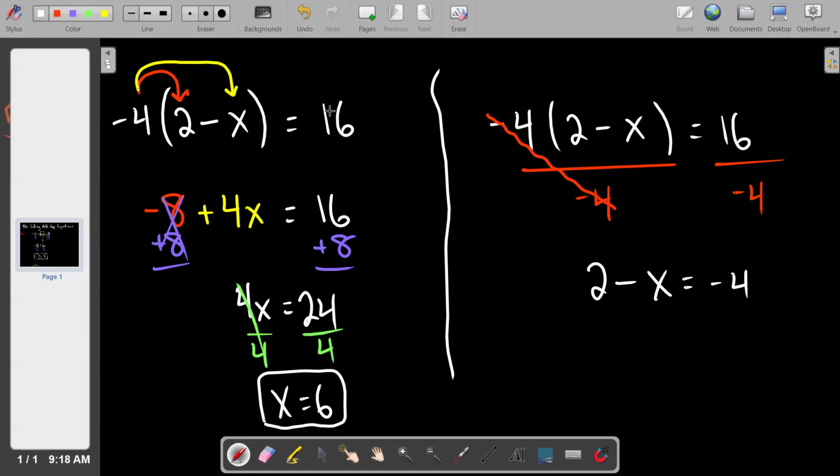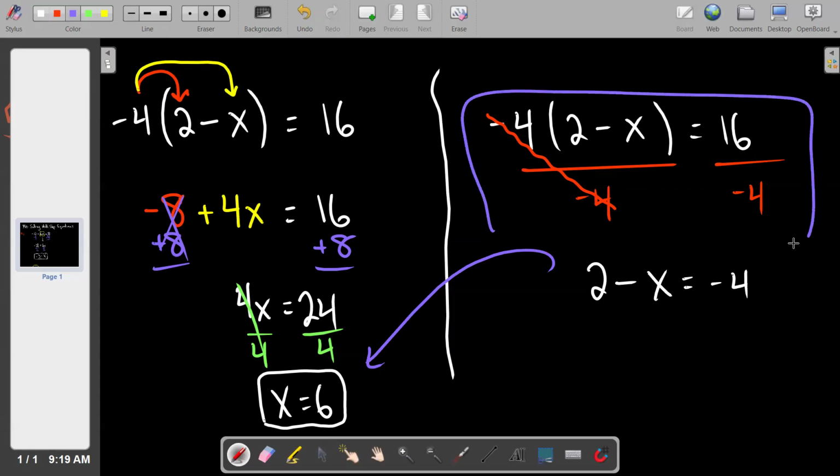Now, can you think of a time? I'm not going to finish this, by the way. I don't think we need to. You're going to get the same answer. But the question I have for you is this. Can you think of a time when this purple box method won't work? That's a big brain question. Come on now.